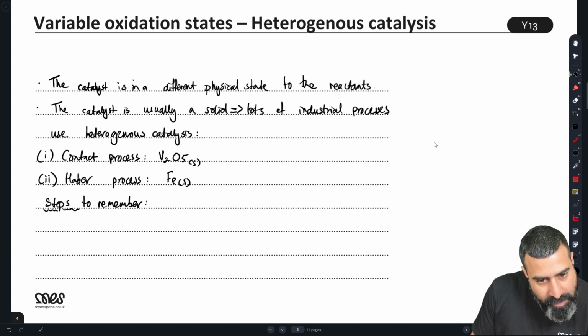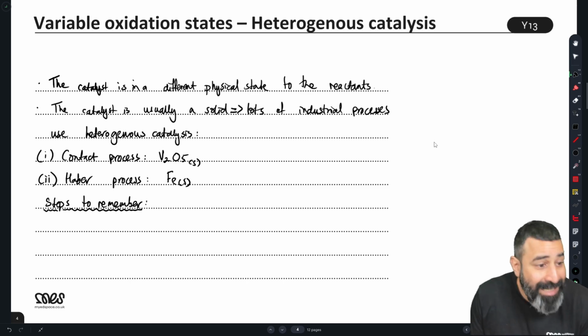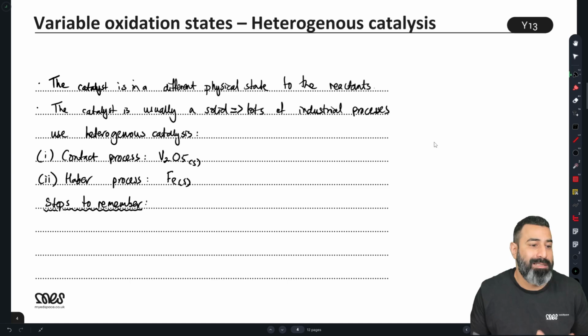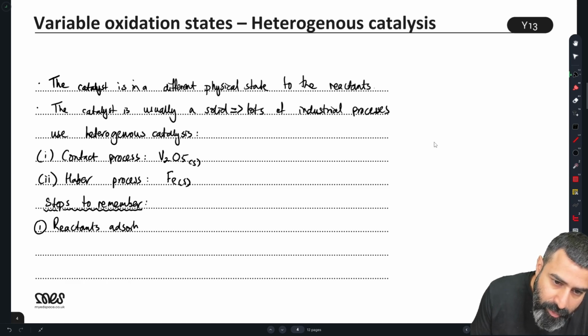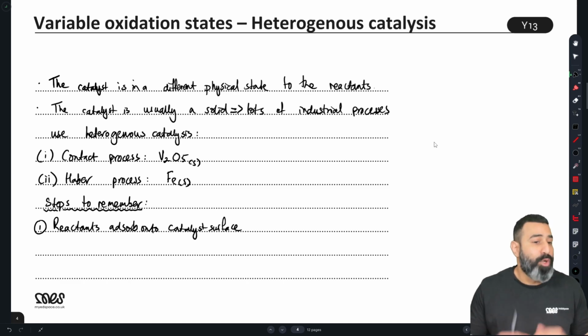So the steps go as this. The first step is the reactants adsorb onto the catalyst surface. So the reactants adsorb onto the catalyst surface. So adsorb, they just stick on the surface, okay?